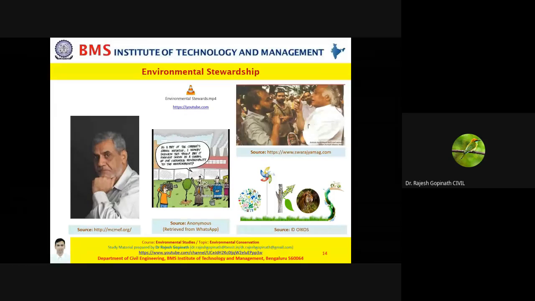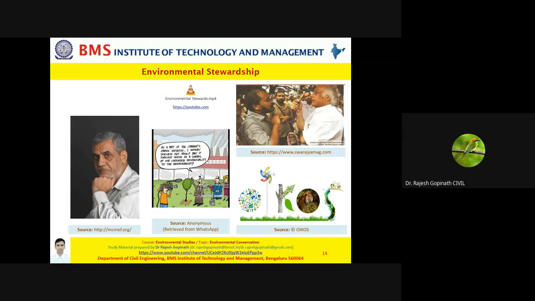Friends, there are three types of environmental stewards. The one who does the work, they are called doers. For instance, let us say there has been an oil spill in a lake or a river. Those people who volunteer to go and clean the lake, clean the place, these volunteers are environmental stewards. They are called doers.